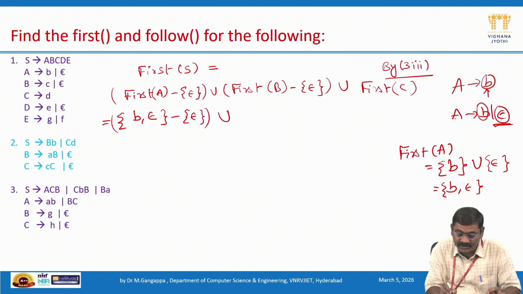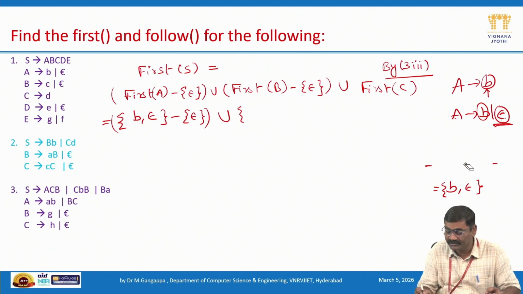Union. Similarly, first of B. So to compute first of B, we should take one more production. That production is, I am writing here.